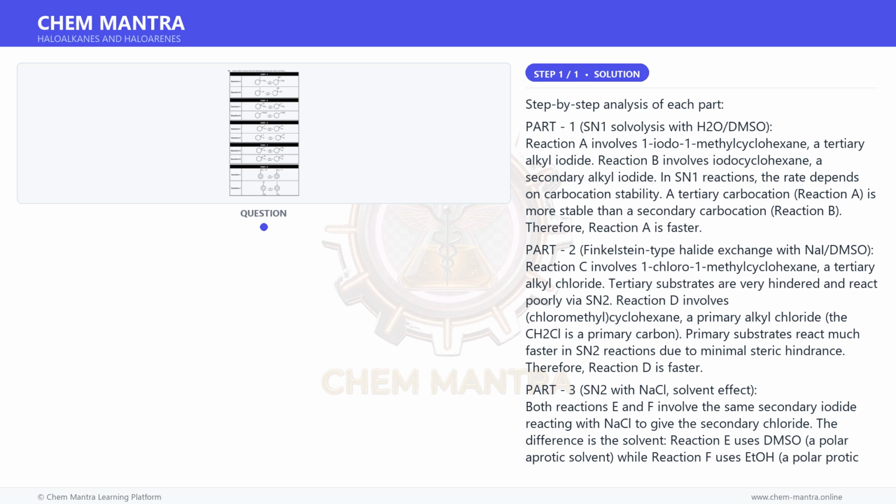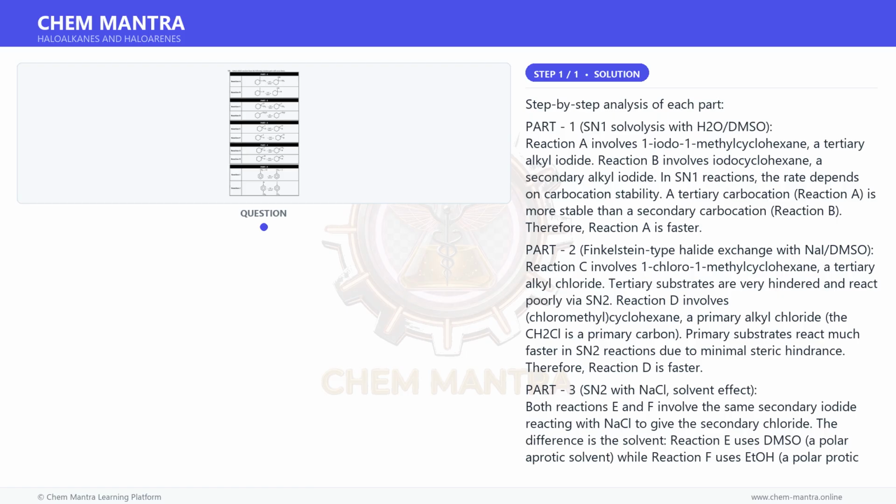Part 3. SN2 with NaCl, solvent effect. Both reactions E and F involve the same secondary iodide reacting with NaCl to give the secondary chloride. The difference is the solvent. Reaction E uses DMSO, a polar aprotic solvent, while reaction F uses ethanol, a polar protic solvent.